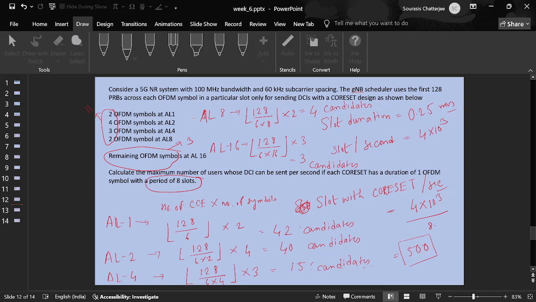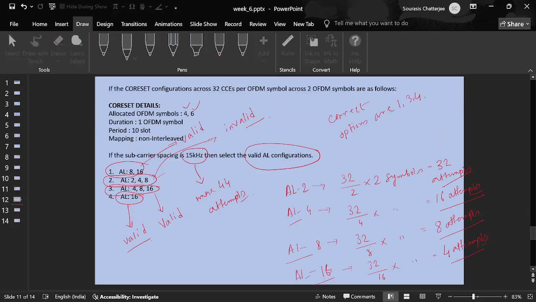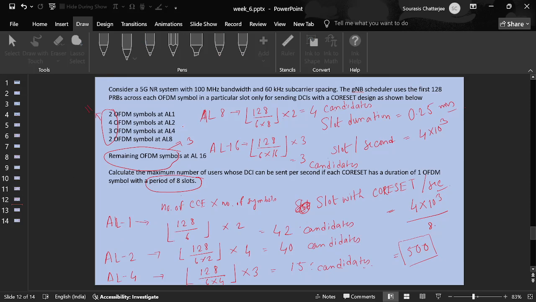And the CORESET design is given as follows: you are sending 2 OFDM symbols at AL1, 4 at AL2, 3 at AL4 and 2 at AL8. So how many symbols are remaining? The total is 11 here, the remaining is 3, so 3 symbols at AL16. Now you are supposed to calculate the maximum number of users whose DCI can be sent per second if the CORESET has a duration of 1 OFDM symbol with a period of 8 slots.